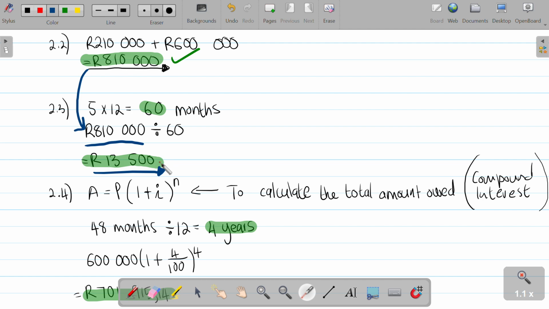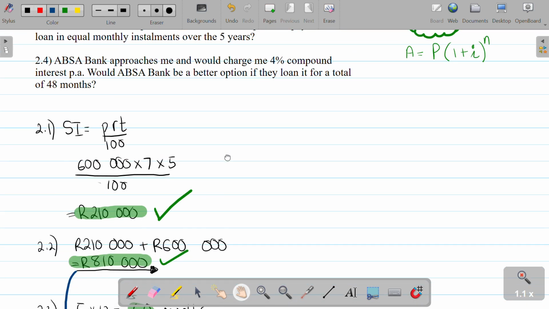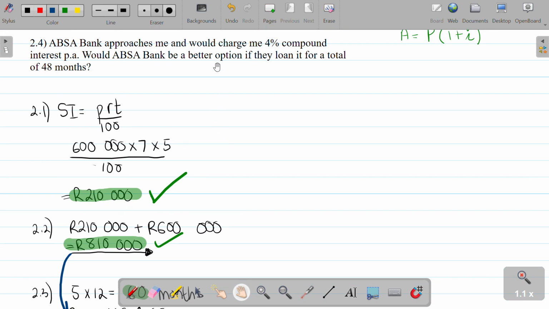Okay. Right, guys, and then this one would probably be for a few more marks because there are a few calculations incorporated in this question or for the answer. So it says Absa Bank approaches me and would charge me 4% compound interest per annum. Would Absa Bank be a better option if they loan it for a total of 48 months?